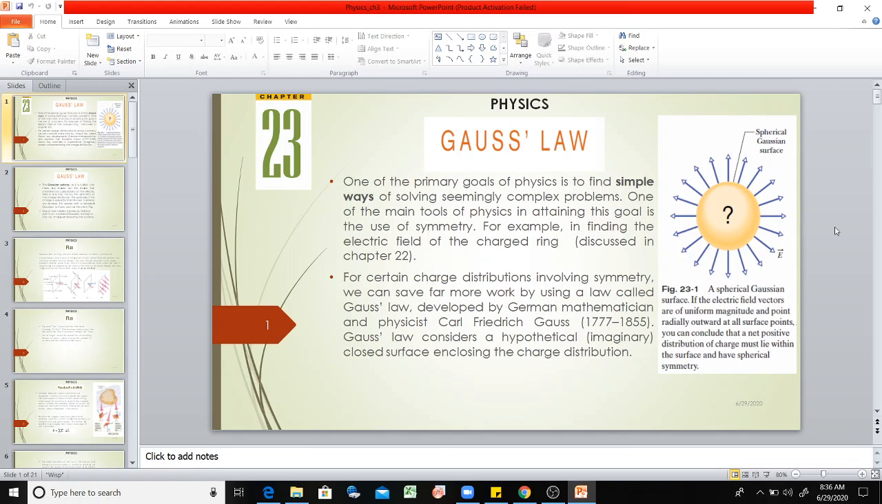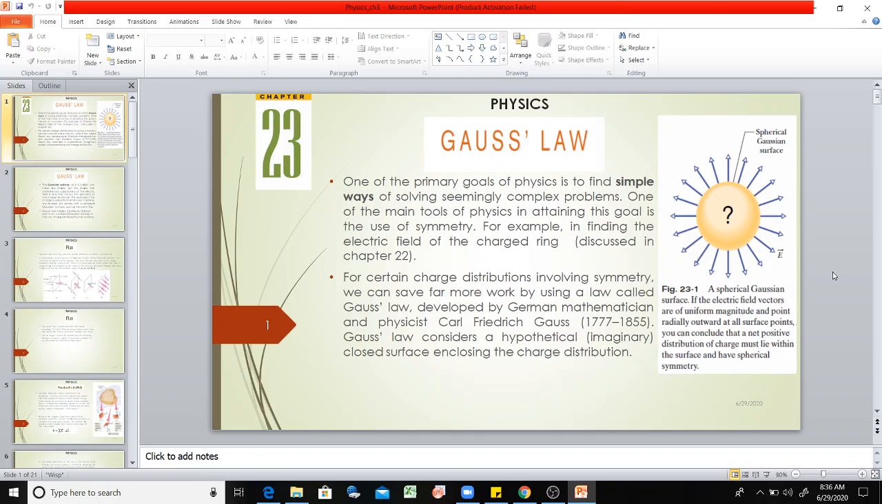Actually, Gauss's law provides us a very simple way to solve seemingly complex problems of electricity and magnetism with complex geometry. As we have studied in physics, our primary goal is to find simple ways of solving seemingly complex problems. One of the main tools of physics in attaining this goal is the use of symmetry.